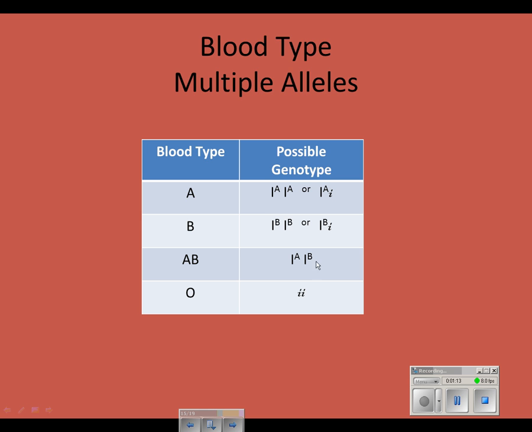AB has only one option. You have both the A allele and the B allele, so you have both proteins on your red blood cells. Or you can be type O, which means that you have no antigens on your red blood cells, and you're represented by these 2 little i's.